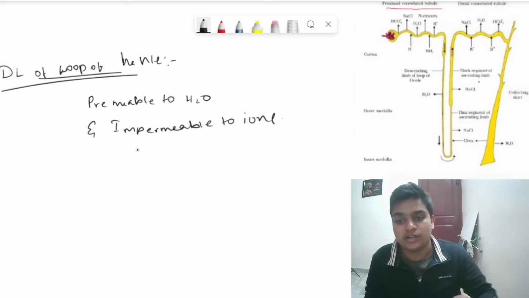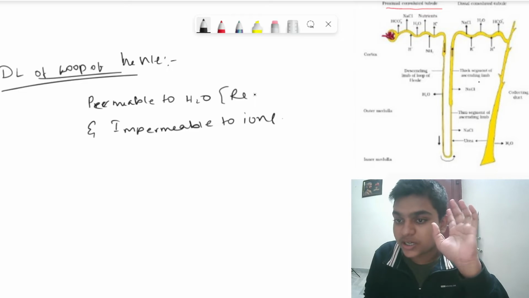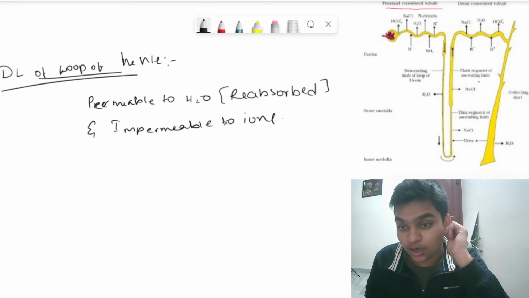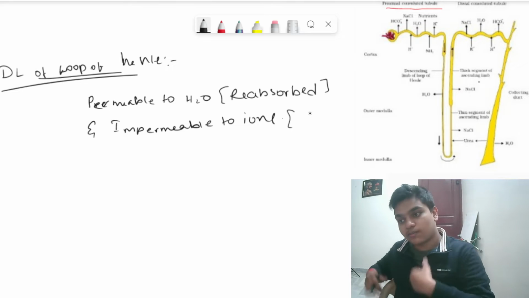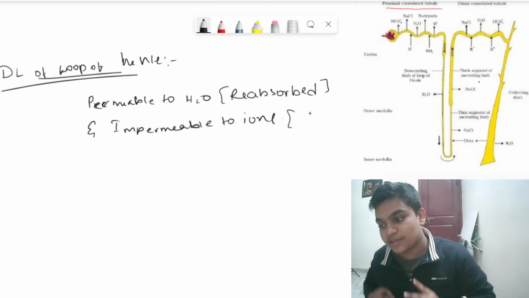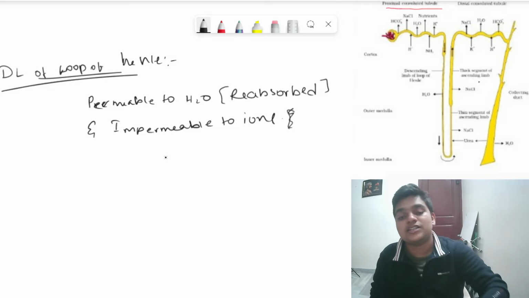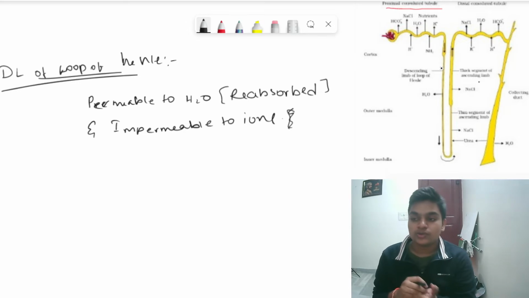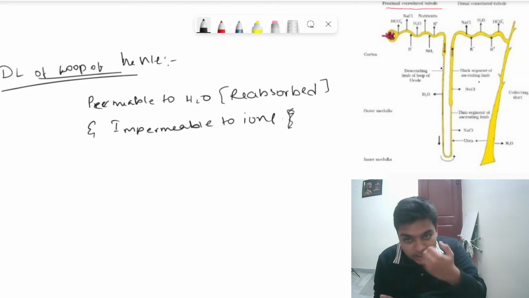Now tell me, if it is permeable to water, water should be reabsorbed. So water is reabsorbed, and it is impermeable to ions. Ions are neither reabsorbed nor secreted. So as it is permeable to water, water is being reabsorbed when you are going down the descending limb of loop of Henle. When you are going down, water is being removed.